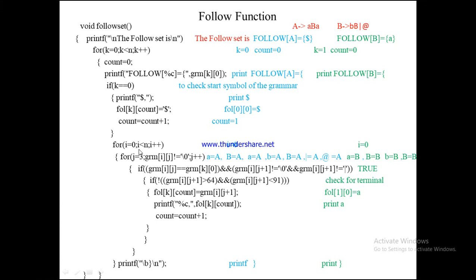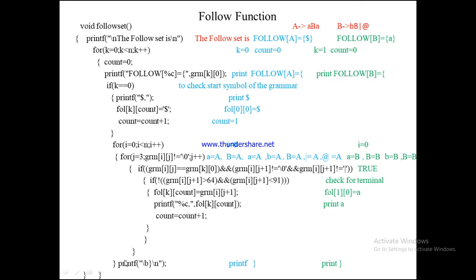Finally I will increment the I value by 1. So what is I? It is 2. Is 2 less than 2? No. Therefore we will come out and print the close parenthesis. So we have printed the close parenthesis. Like that we have printed the follow of the B is equal to open parenthesis here, we have printed the a here, and we have printed the close. So that's it about your follow of the B.